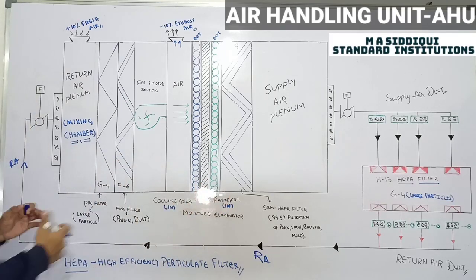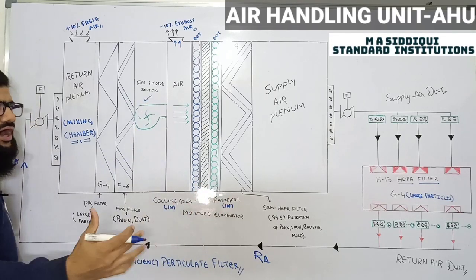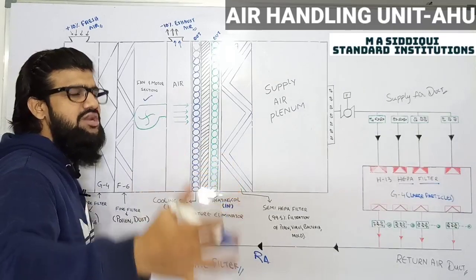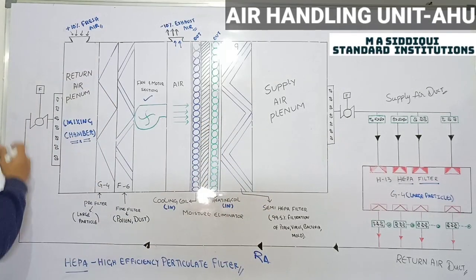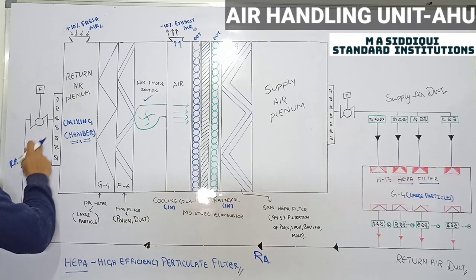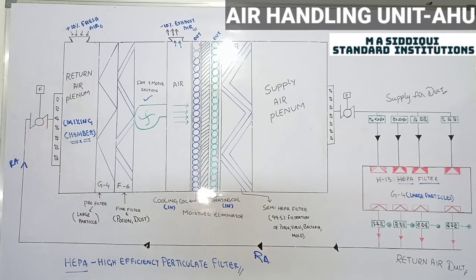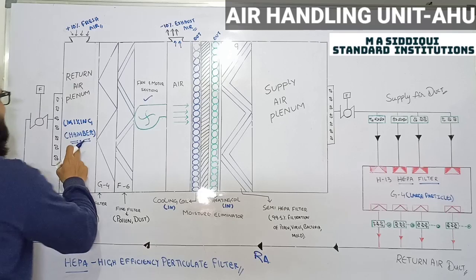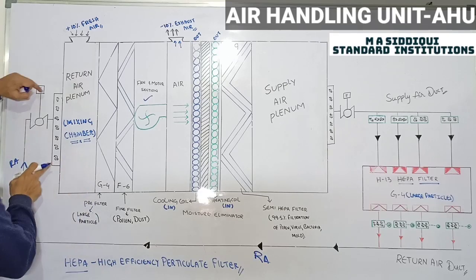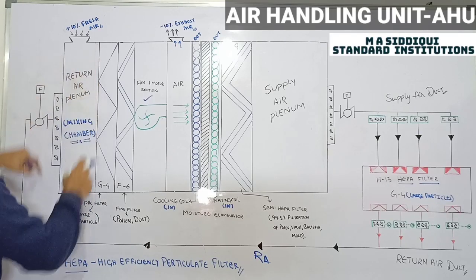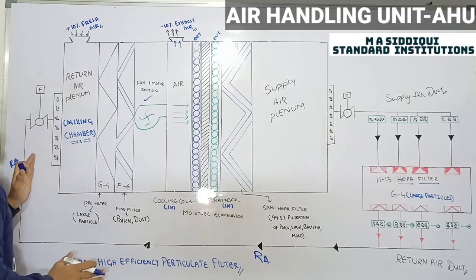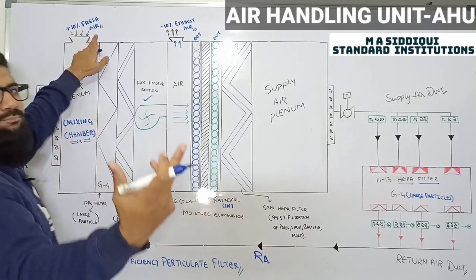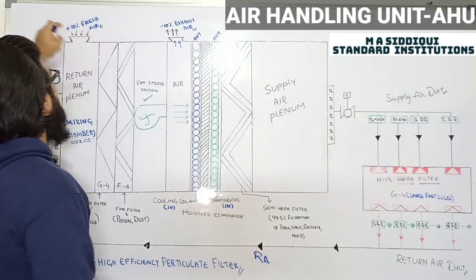Why is the air getting returned? Because of your blower. As the blower turns on, first it takes the air from the space. So the air from the space via the return air duct enters into your mixing chamber. This is your plenum opening, the return air plenum we have given. So why am I naming it the mixing chamber? This return air will be mixed with the atmospheric air, fresh air.